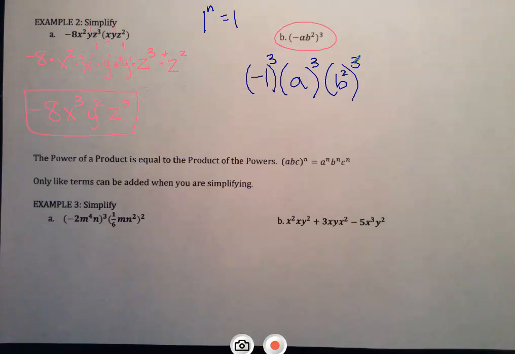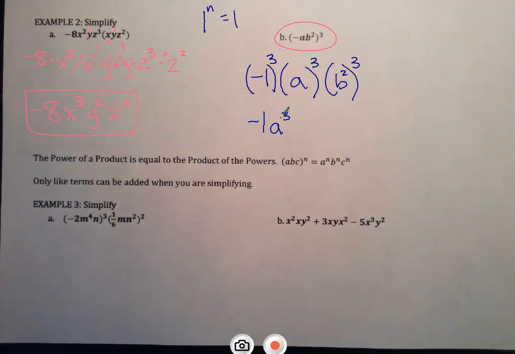Because we have to show our work, yes, we need to still write it. If it's a -1, if there's a negative, or if there's any coefficient other than a positive 1, then you must show it. Okay, so what is -1 to the power of 3 equal? -1. Okay, so we're going to have -1. What's a cubed equal? A cubed. What's b squared to the power of 3? b6.